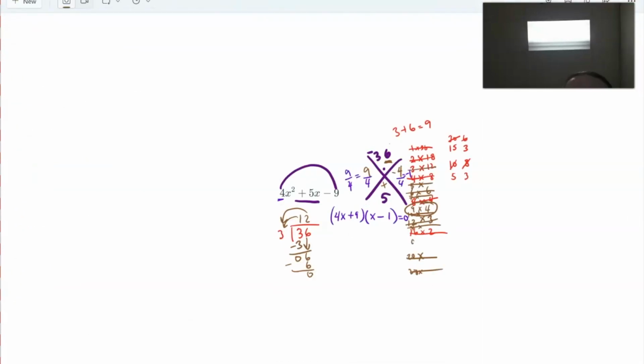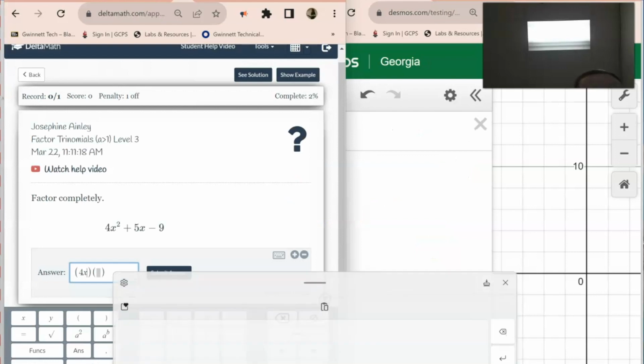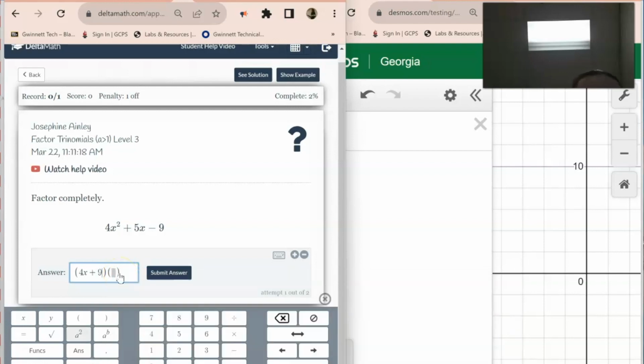4x plus 9, x minus 1. Just depending on what the question says: when you see the word factor, it means it wants the parentheses. When you see the word solve, it means it wants the two x-intercepts.